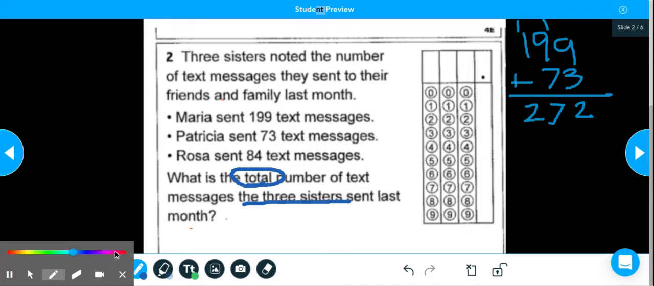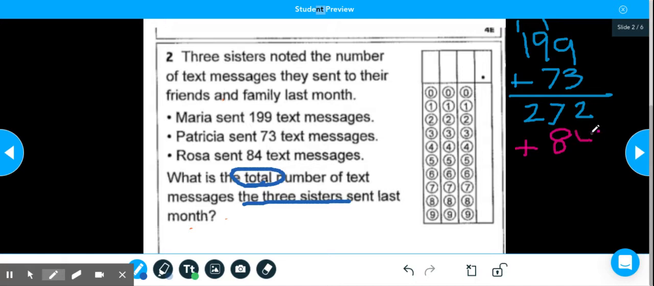Okay. So now you have to add in Rosa because it wanted all 3 sisters. So we're going to add Rosa's number to Maria and Patricia's number. The 1's place is 4 plus 2 is 6. 7 plus 8 is 15. Carry your 1. And 2 plus 1 is 3. So your final answer would be 356. And I bet you got that one right, as long as you knew to add all 3 sisters.